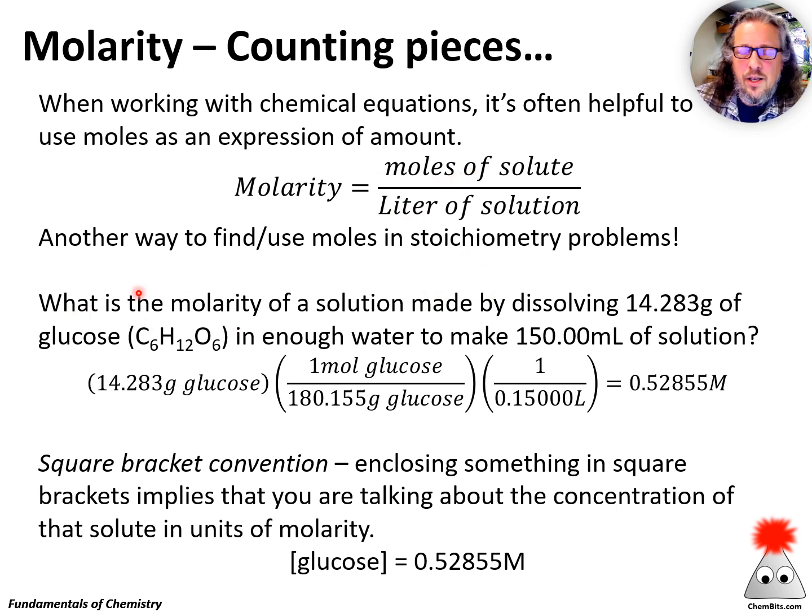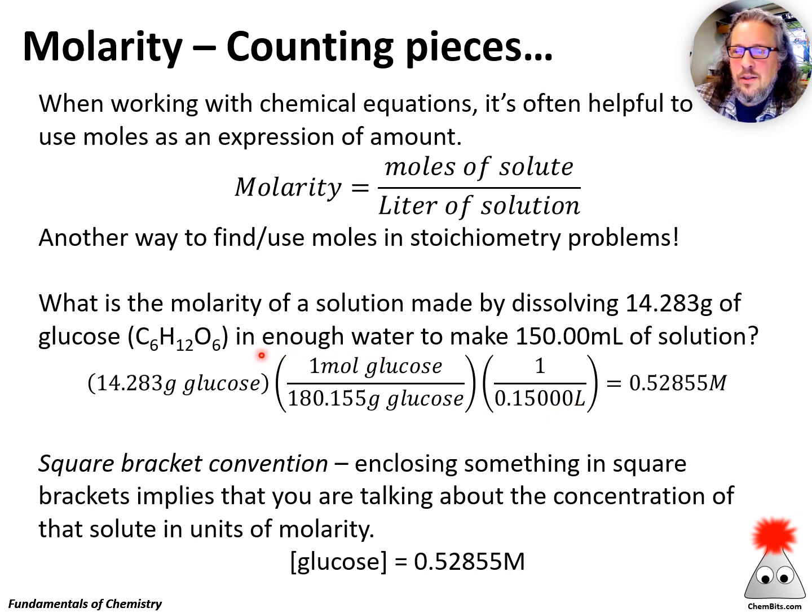So let's take a look at an example. What's the molarity of a solution made by dissolving 14.283 grams of glucose in enough water to make 150 milliliters of solution? Pretty straight up here: 14.283 grams divided by grams per mole. This is the number added up off the periodic table for glucose, C6H12O6. That gets us to moles. Divide by liters. I converted my milliliters up to liters, and I get 0.52855 molar glucose solution.